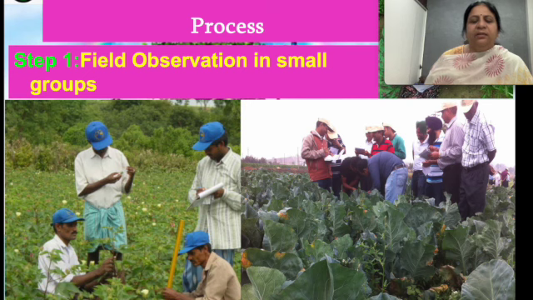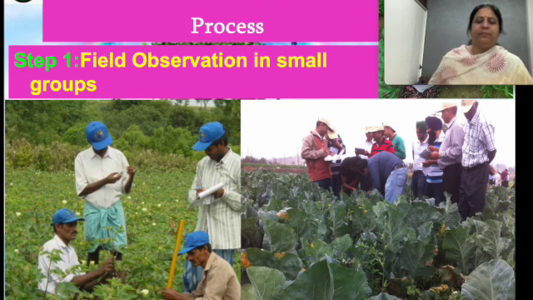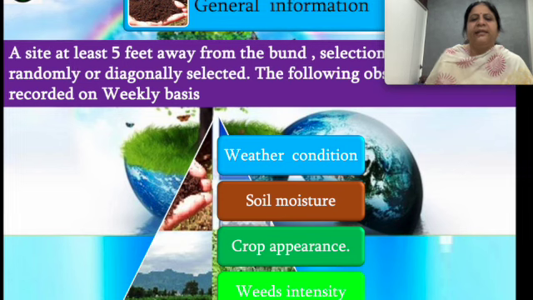Early in the morning, as early as possible, people have to go with pencil, book, scale, and collection devices like insect nets and covers to collect the samples. Everything they have to take and go to the field. Site at least 5 feet away from the bund. Border effects are to be excluded. That's why they have to move 5 feet away from the bund, inside.